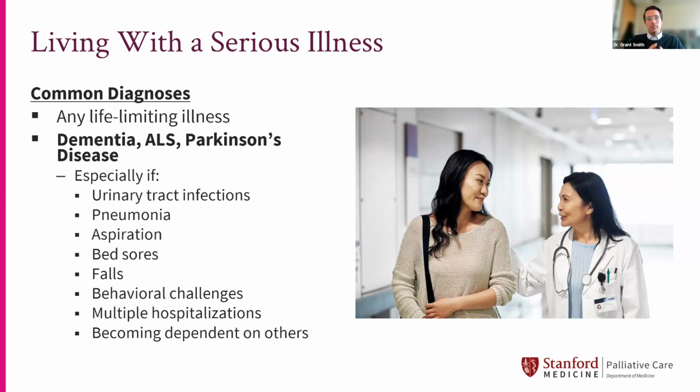And I think that we can be especially helpful when there start to be more complications or more challenges with the illness. So maybe that's recurrent urinary tract infections, recurrent pneumonias, repeated hospitalizations, aspiration, so food going down the wrong pipe, bed sores, falls, behavioral challenges, even just becoming more dependent, needing more help at home. Those are some of the types of things that are really common for us to talk about in a palliative care visit with someone who's living with dementia.